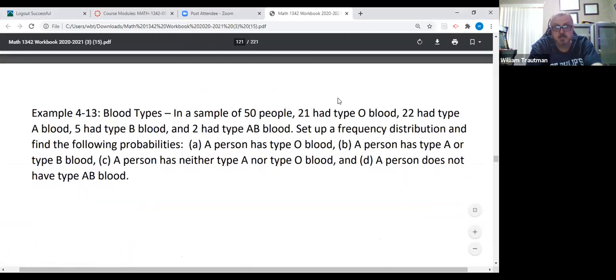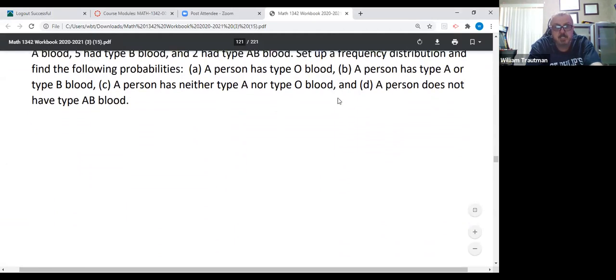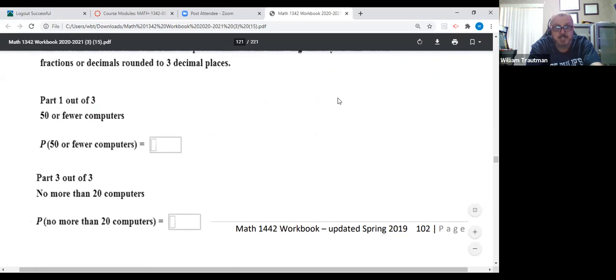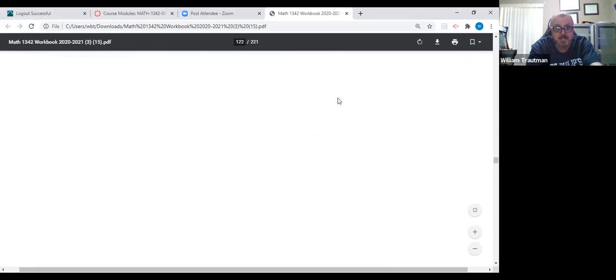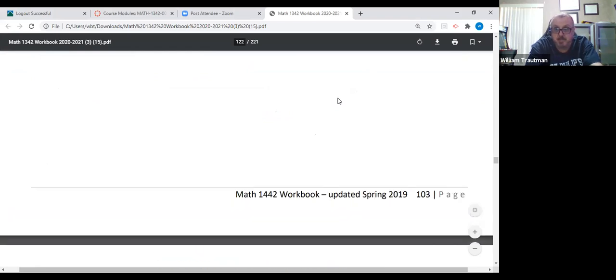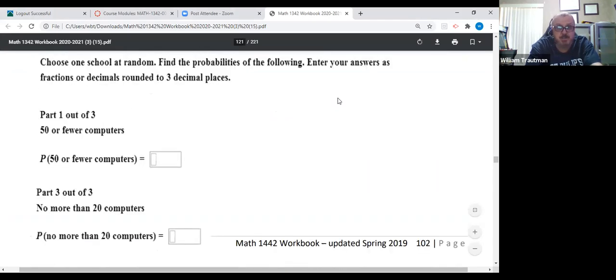All right, here's blood types. Are we near the end? Boy, there are a ton of, oh my. Okay, that is the end. So we have a little bit more to go. I told you this was a long section.